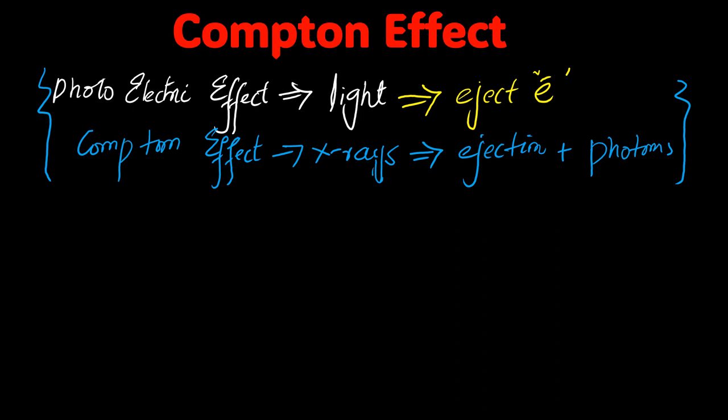In the photoelectric effect, the photon transfers all its energy to the electrons, okay? Whereas in the Compton effect, X-rays, which are electromagnetic radiations, have highly energetic photons, but the energy of the photons of X-rays results in the ejection of electrons, as well as the deflection of the incident photons, which are a part of the X-ray radiation.